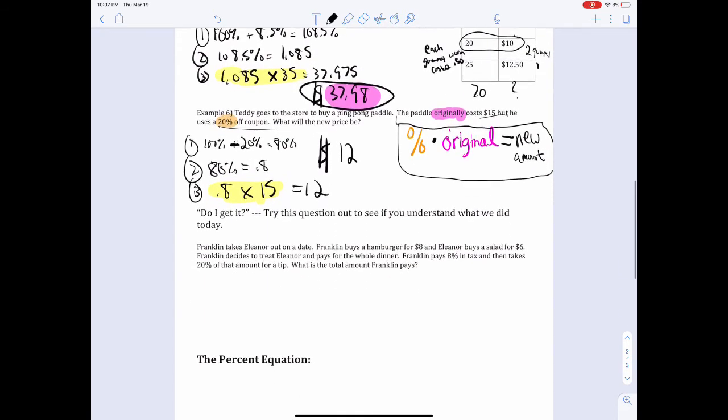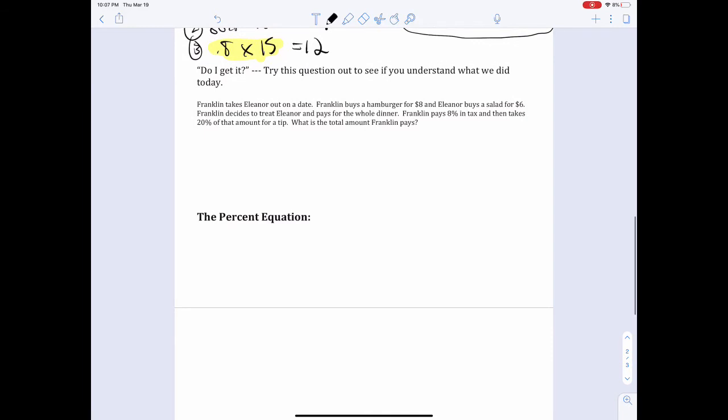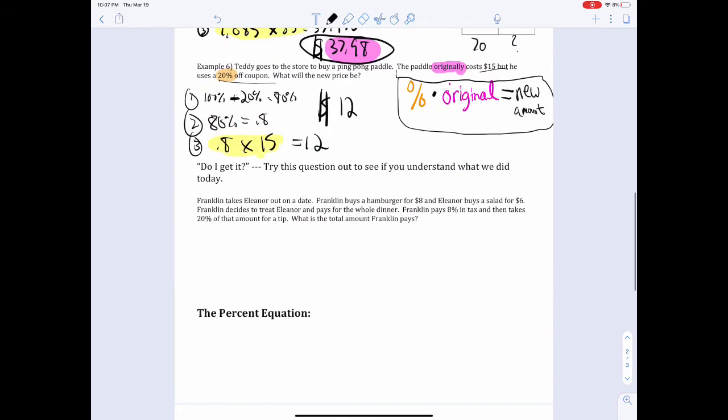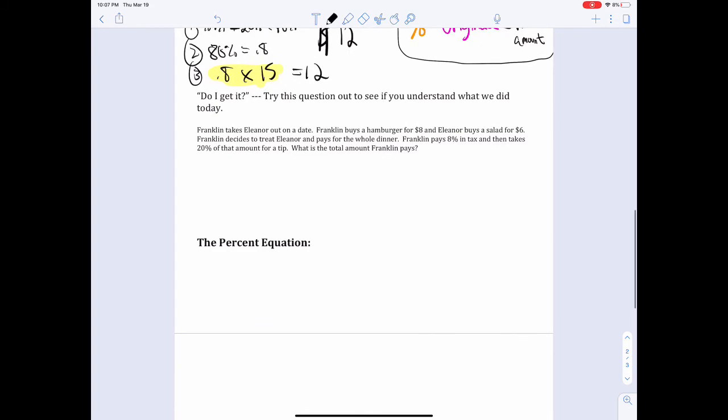Okay, so what I want you guys to do is read this. So you guys have put in a long day. Let's see, do I get it? So try this question out to see if you understand what we did today. If you get it right, then you definitely understand. If you were close, you did pretty good. But this question's tough, so give it a shot, and then resume the video to see if you understood it.